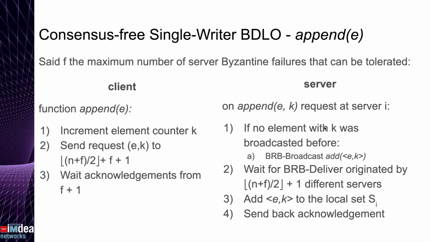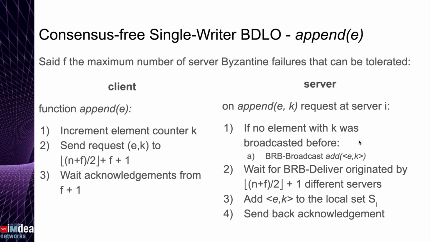In the camera-ready version of our work, the server algorithm in step 2 had to wait for a higher number of requests spread by different servers. It was floor of n divided by 2, plus f plus 1. And we recognized that it was too much to ensure what we want to provide. So we lowered that number to floor of (n plus f) divided by 2, plus 1.